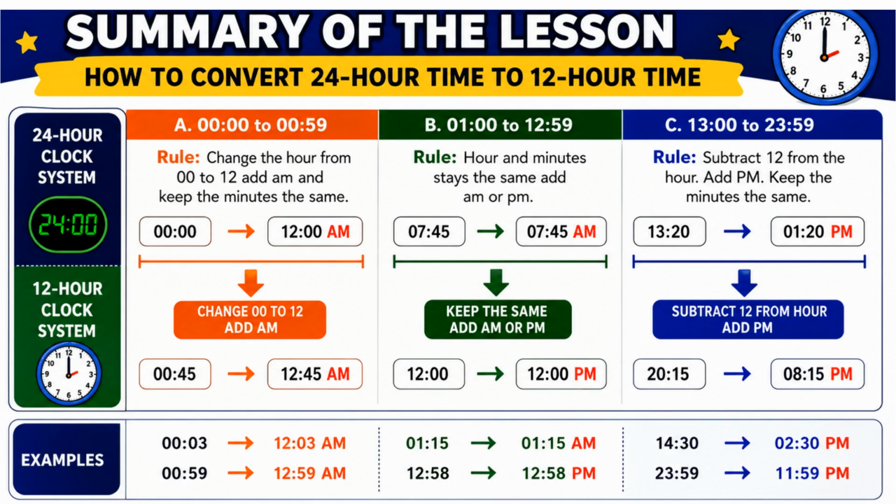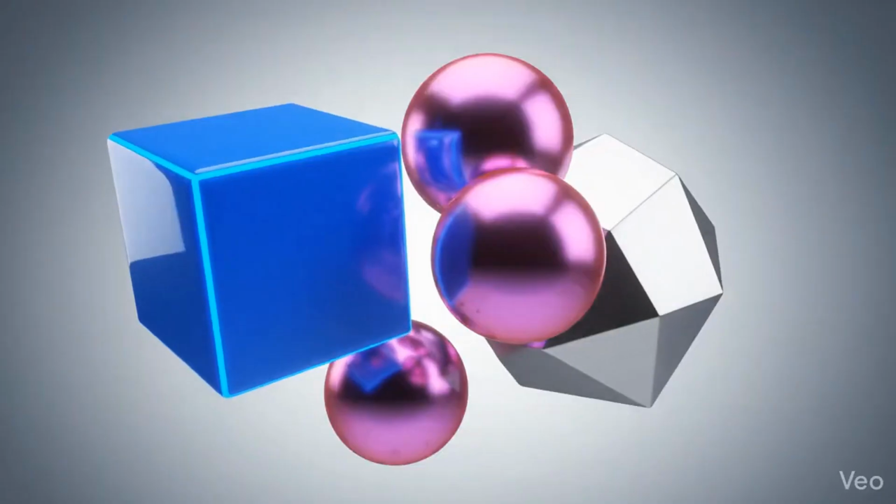Rule C, 1300 hours to 2359 hours. Subtract 12 from the hour, add PM, and keep the minutes the same. For example, 1320 hours becomes 1:20 PM. 2015 hours becomes 8:15 PM. Remember these 3 rules, and you'll be able to convert 24-hour time into 12-hour time quickly and accurately.